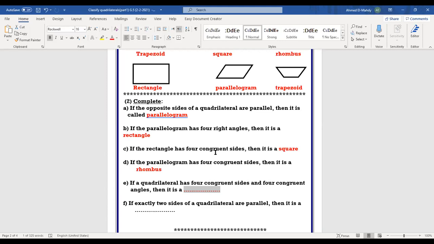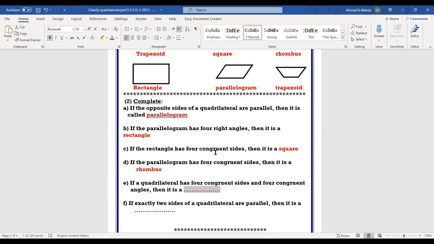Concentrate, Yassin. Which quadrilaterals have sides that are equal in length? Parallelogram? All its sides are equal? No. Rectangle? All its sides are equal? No. Rhombus? All its sides are equal? Yes. Square? All its sides are equal? Yes. So here we have 2 quadrilaterals that have equal sides, the rhombus and the square.